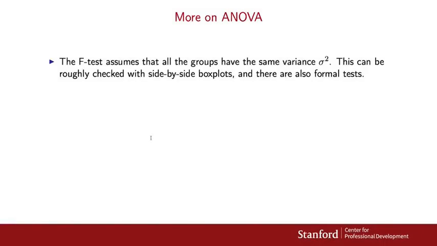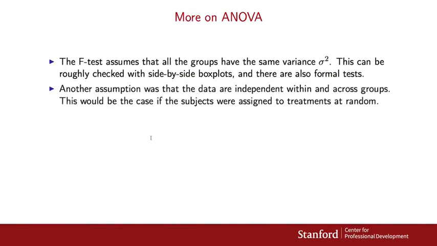Here are some more important points on ANOVA. The F-test that we looked at assumes that all the groups have the same variance sigma square. This needs to be checked. One way to roughly check it is simply look at the side-by-side box plots. But there are also formal tests that can be used for that. Another assumption that we used was that the data are independent within and across groups. If the data we get are the results of a randomized controlled experiment, then this randomization condition would be met.